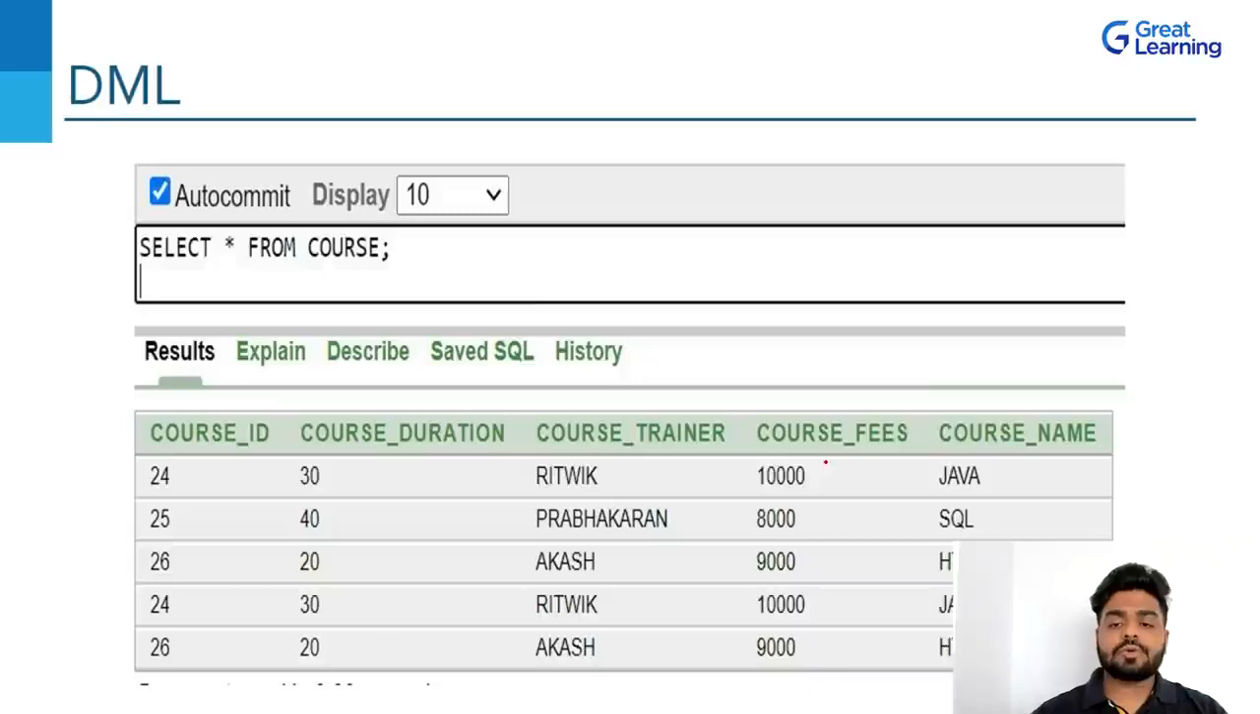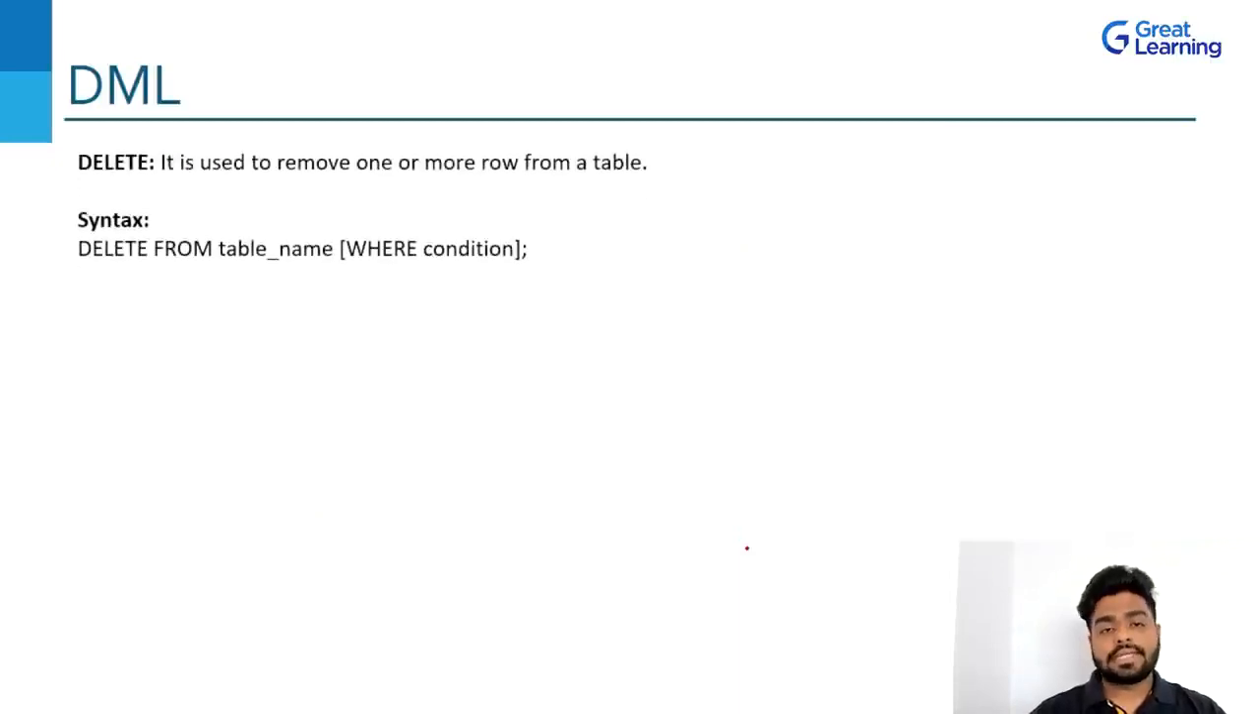So select star from course. Now you can see the Ritvik course trainer is having 10,000 course fees, right? Now delete. It is used to remove one or more rows from a table. Again, drop drops everything, truncate just deletes the rows or the values from the table but keeps the structure. Delete is used to remove one or more rows from a table. That means one data or one of the rows of data, only that will be removed. Whichever one you want to remove, that will be removed.